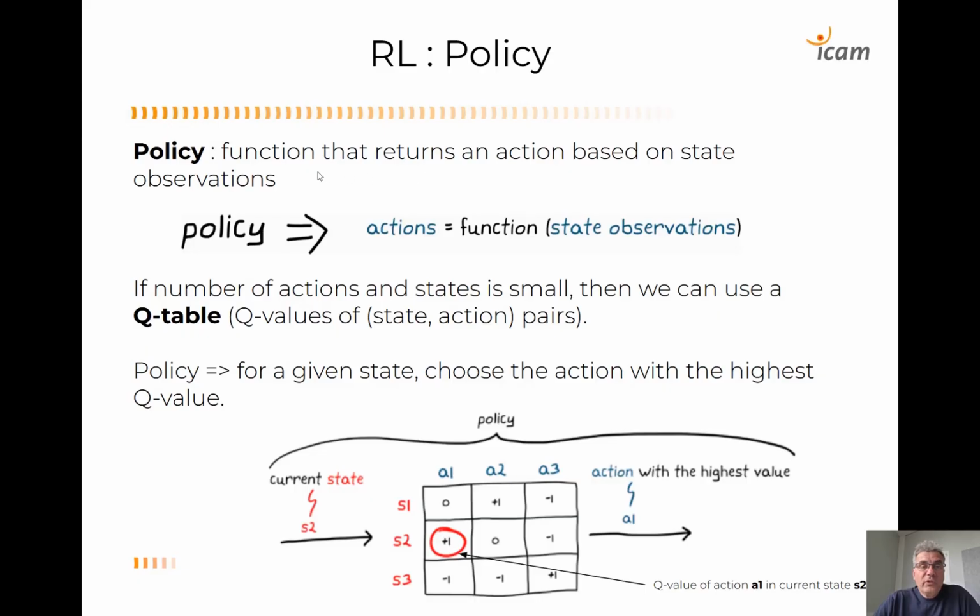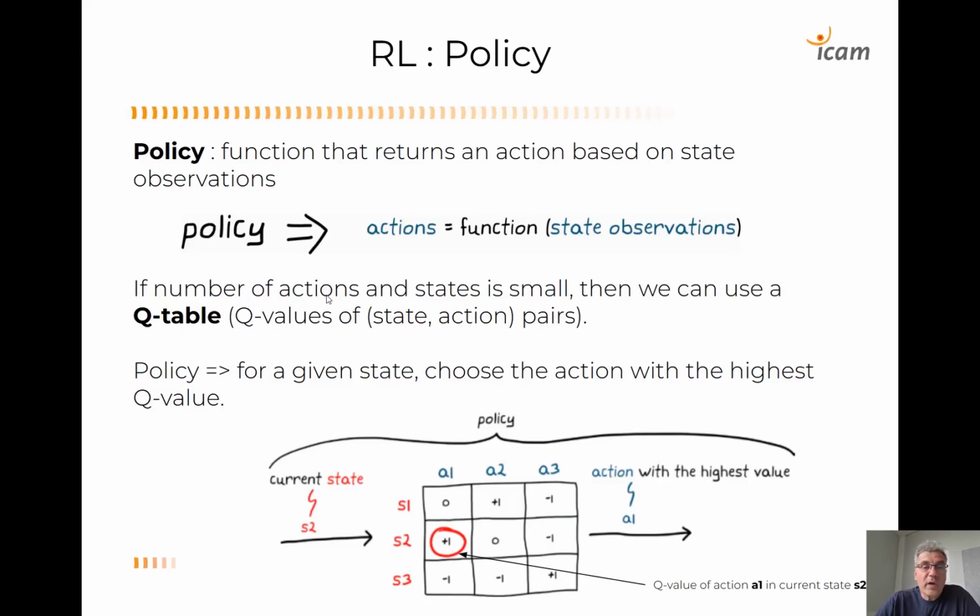The policy is a function that returns the next action based on the state observations. The agent is on a specific state, we have some observation, and we give this to the policy, and the policy returns the best action. The best one is the one which allows us to have the highest expected reward. So how will we manipulate this Q value? We will use what we call a Q table.